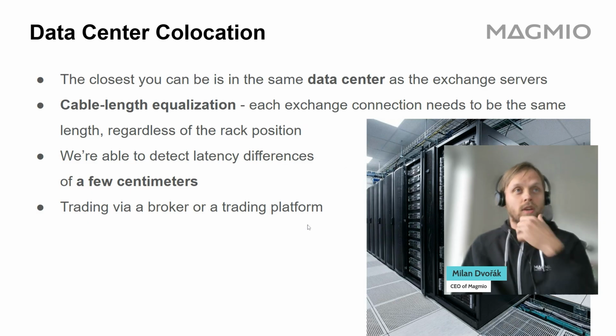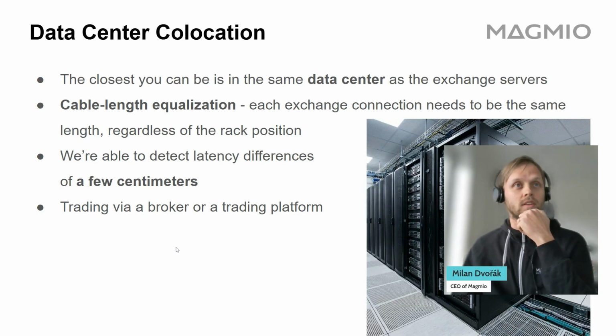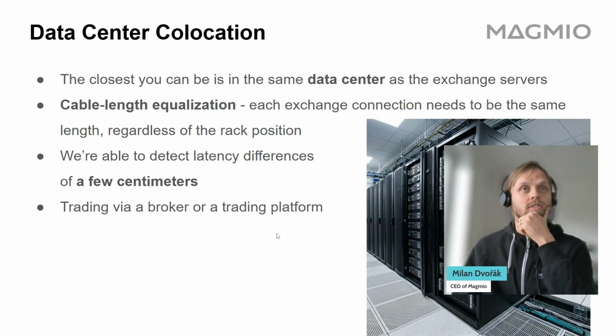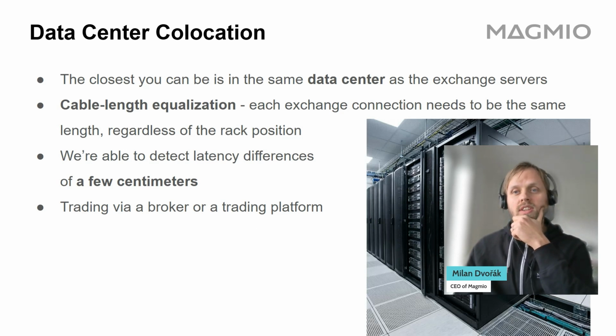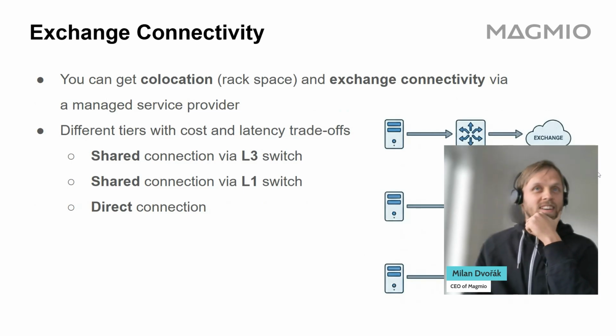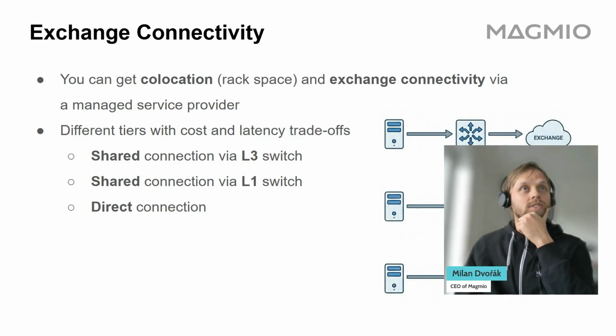And probably the easiest way to get your algorithm to an exchange co-location is via a broker platform or some kind of trading platform. So you don't have to own the infrastructure. You just work with a partner where you can run your trading algorithm. If you need to get even faster than that, then the next step is getting your own server in the co-location and your own connectivity to the exchange.